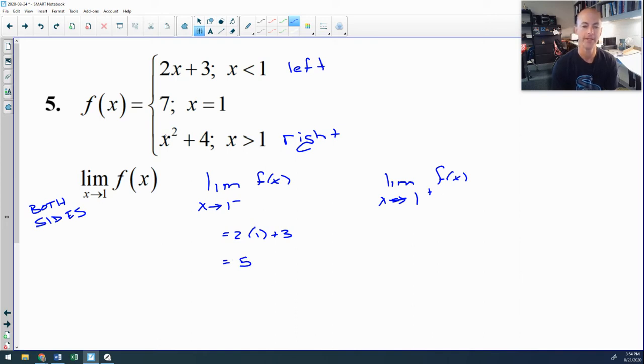My right-hand limit is x squared plus 4. So I'll plug in 1 to that. So 1 squared plus 4 also is equal to 5. And now I can see that the limit as x approaches 1 from the left is equal to the limit as x approaches 1 from the right.